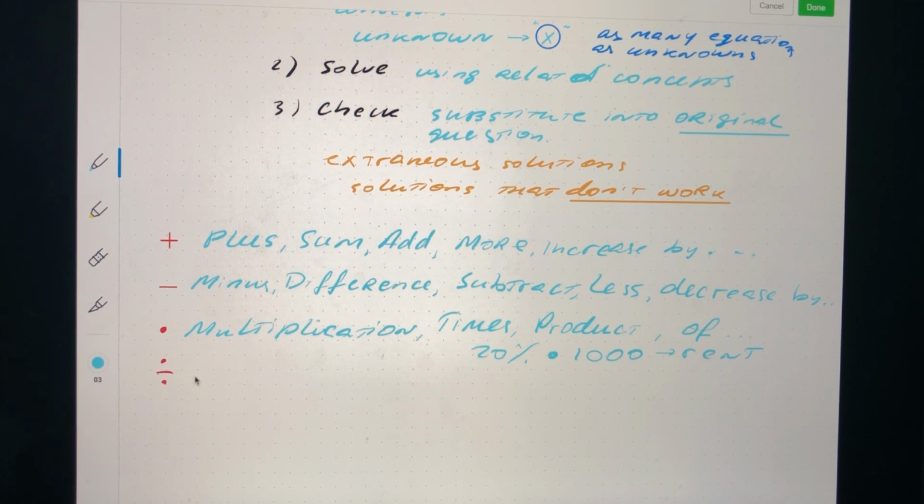Then the last one is divide, quotient, ratio, fraction, and so on, proportion.